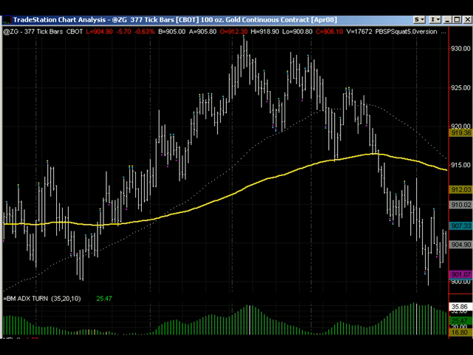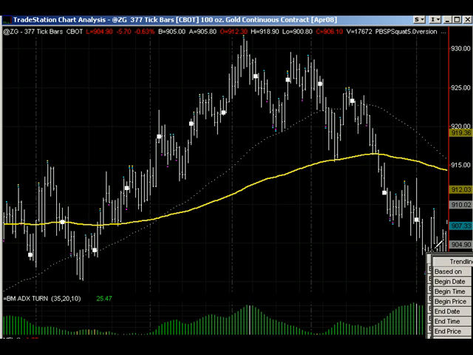Okay, I'm moving forward here. Now you can see the market went up a little bit, came back down. The first thing we do is we connect the trend line. Once we think a bottom is in, we connect the trend line from the high bar to the low bar.